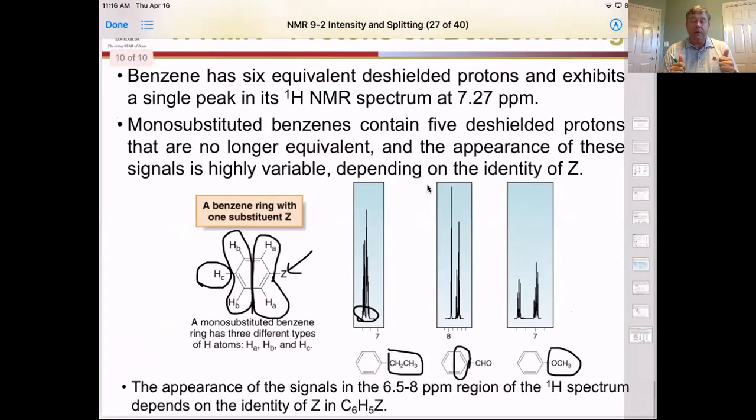Okay, and that's the last of the four most important things about proton NMR, which is number of peaks, intensity of peaks, position or shift of peaks, and the splitting pattern.